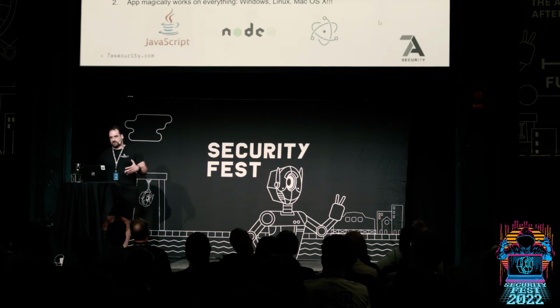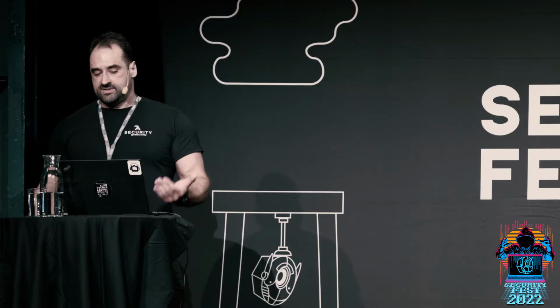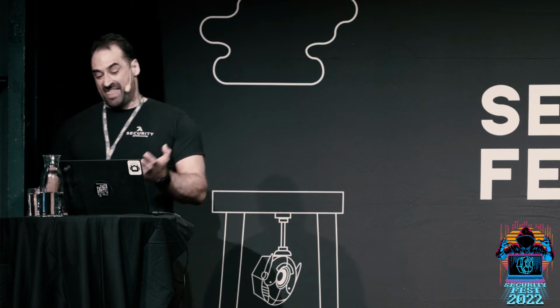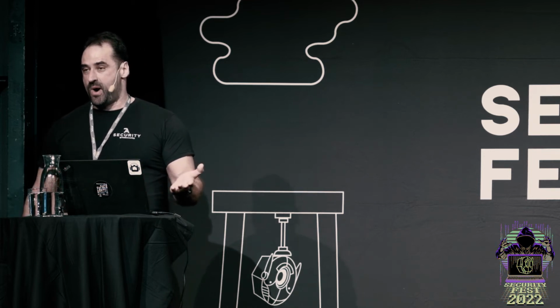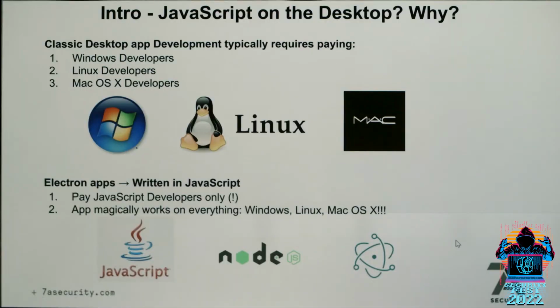Because there are more JavaScript developers than, let's say, C# developers for Windows or Linux developers and so on, right? So it is easier to find JavaScript developers, so you have to pay them less. And also there's only one development team, so you only have to pay one development team instead of 3, right? This is probably one of the top reasons why people are using Electron.